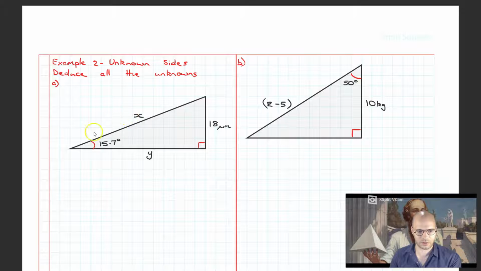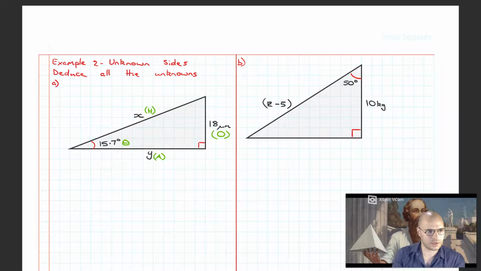Over here, we have a right-angled triangle. We're given a known angle and a known side length. However, we don't know the value of x, nor do we know the value of y. Now, to solve these values, what we're first going to do is start off by labeling the quantities that we're given in the triangle. So we have theta, we have the opposite, we have the hypotenuse, and finally, we have the adjacent side. Now, as always, we're going to list all the values that we have.